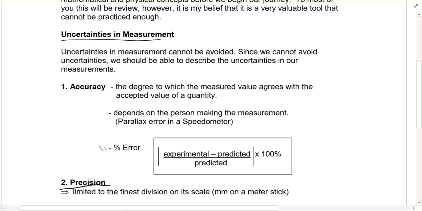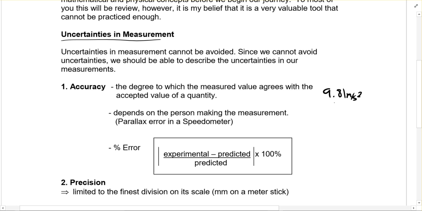So accuracy is talking about how far off of the predicted value you were. What I mean by that is, let's say that you knew that acceleration due to gravity is 9.81 meters per second squared. We'll talk more about the units later if you forget that. But let's say you knew that, right? You knew it from your textbooks, and because other people have done experiments. That's the predicted value you should get.